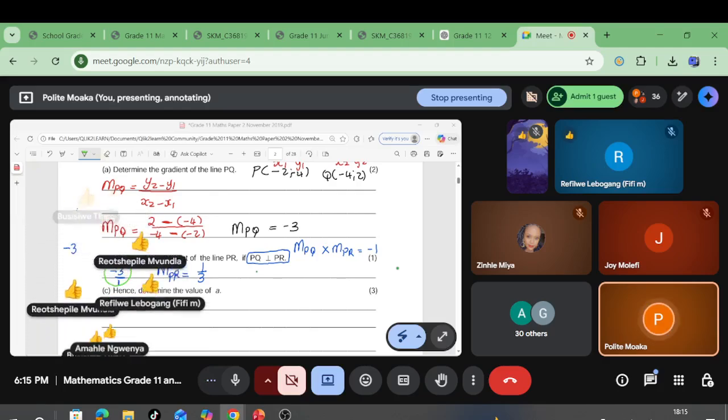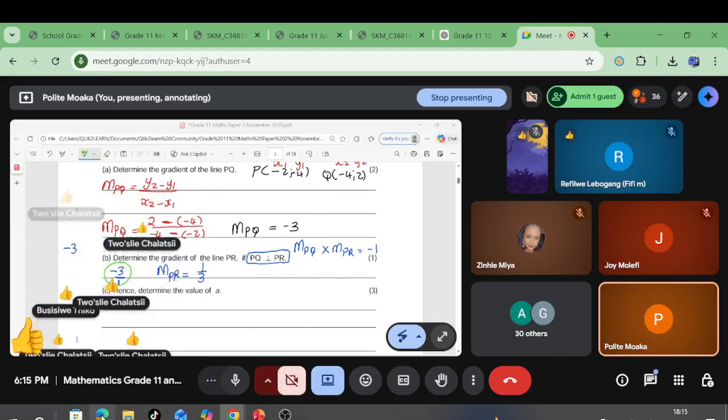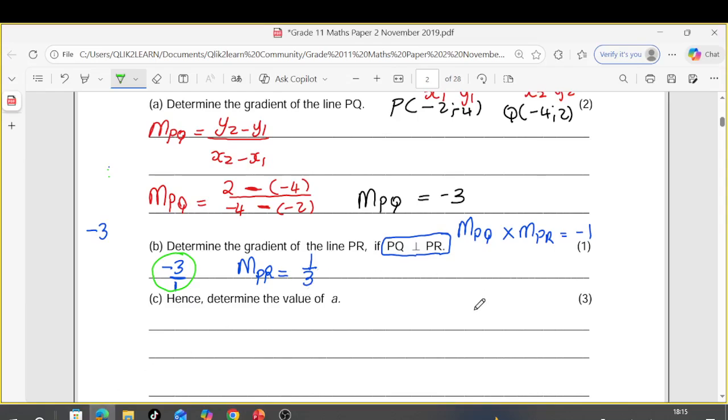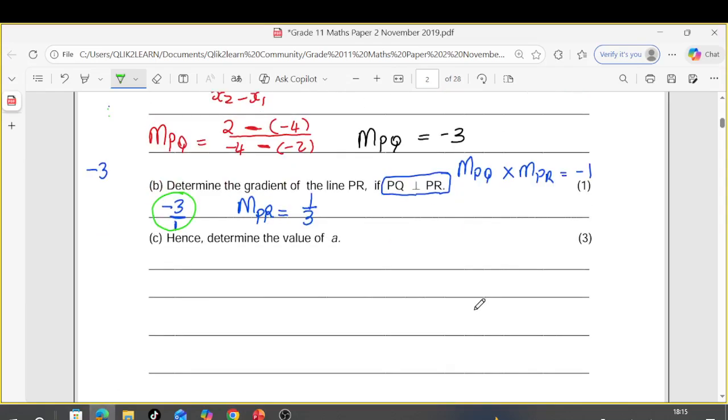Okay, thanks. Thank you. So now that we have this, they say hence or otherwise determine the value of A. Let's go back. Okay, so I see someone here. I see Nuna. Nuna says that minus 3 divided by 3 is minus 1. That's correct, Nuna. That's correct. We can also verify this.